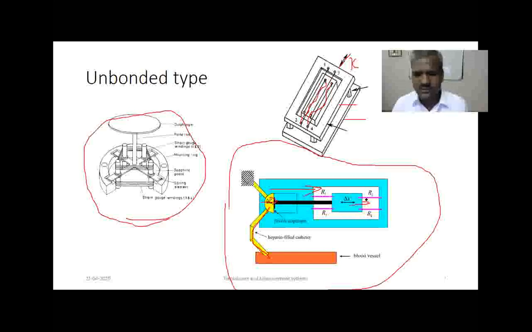Based on the change, these four wires can be connected across the four arms of the Wheatstone bridge. This is the best example in the medicinal field: blood pressure measurement using strain gauge. These four arms are connected across the four arms of the Wheatstone bridge, and they are again connected to amplifiers, calibration, etc.